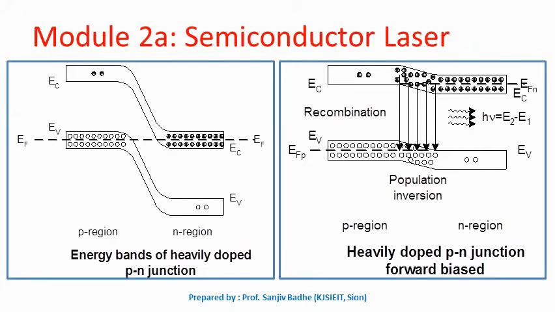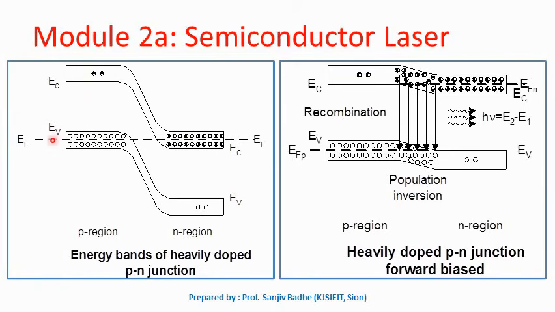Now what is the next requirement for the laser beam? Intensity, high intensity. Now intensity will be very high if we get very large number of photons, and very large number of photons will be obtained when very large number of electrons will fall from conduction band to valence band.